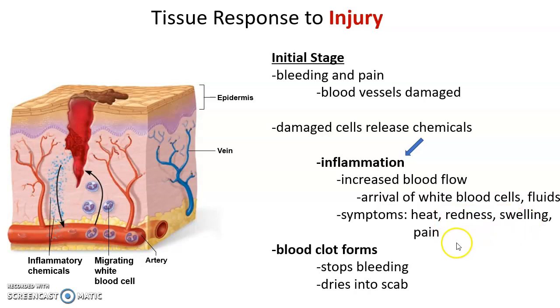To stop the loss of blood, the blood will form blood clots. Blood clots will block the area, become a dense structure that blocks the area, and then dry to form the scab on top of the injury.